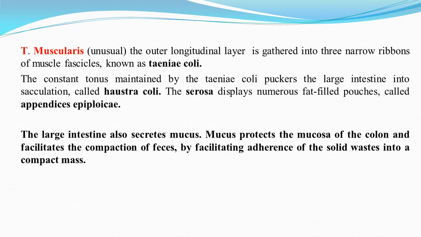The tunica muscularis of the large intestine. This tunica has an unusual organization. In this organization, the outer longitudinal layer is gathered into three main narrow ribbons of muscle fascicles known as taeniae coli. The constant tonus maintained by these taeniae coli buckles the large intestine into sacculations called haustra coli.